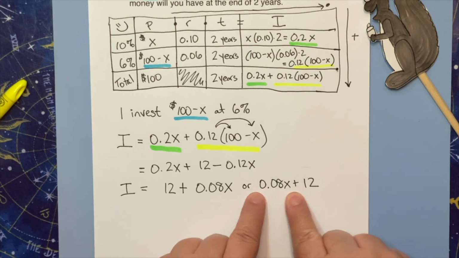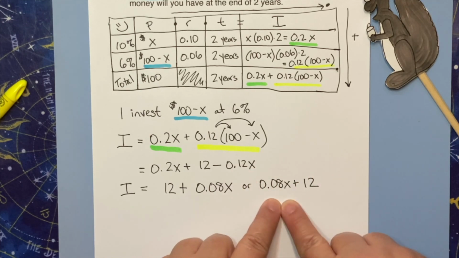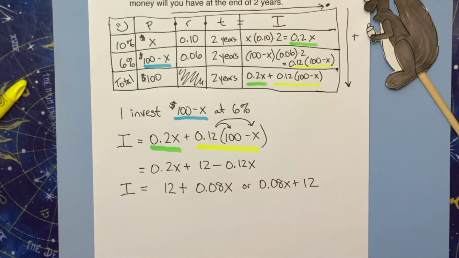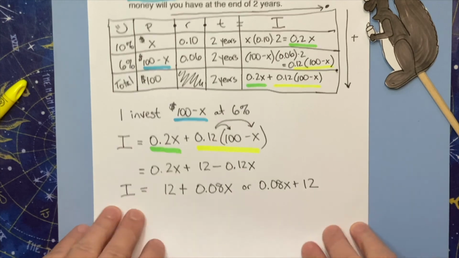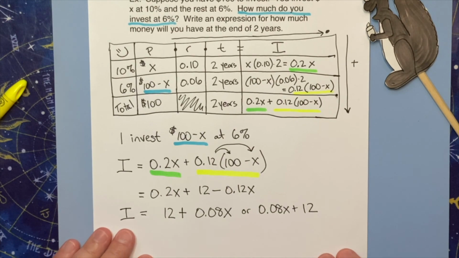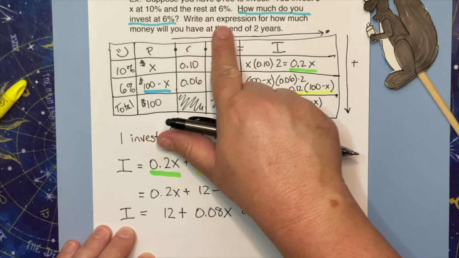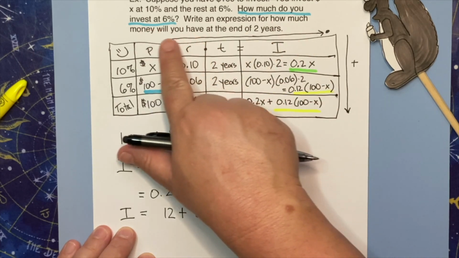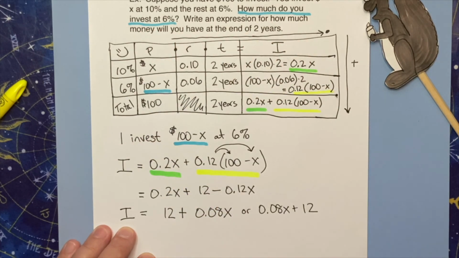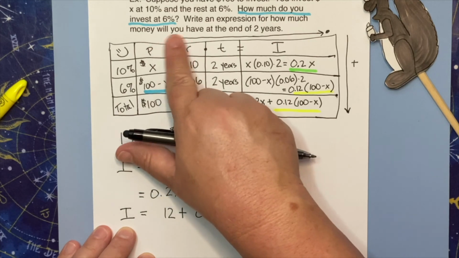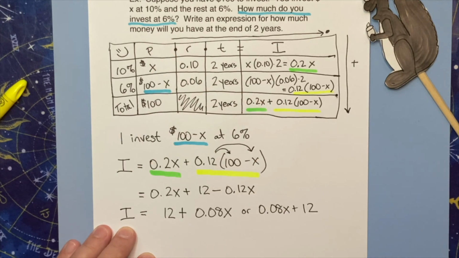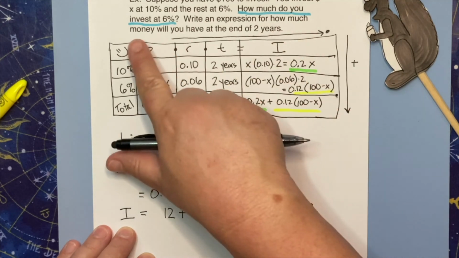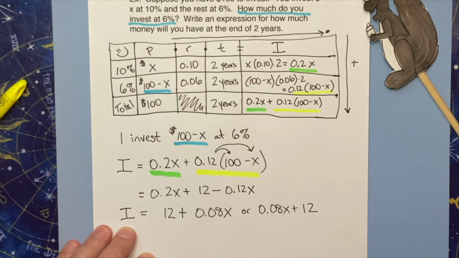So this is our nice formula for interest, but does it answer the whole question? Let's look at the whole question. It says, try that again. Write an expression for how much money you will have at the end of 2 years. Oh my goodness, I reversed the 2 words. Sorry about that. Write an expression for how much money you will have at the end of 2 years.